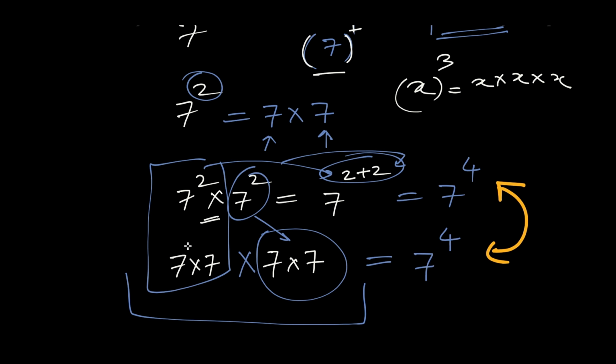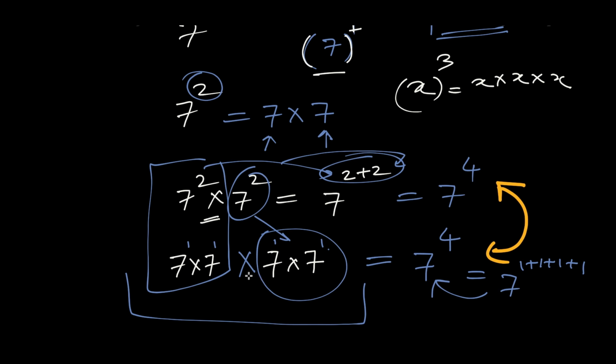What is the power of this 7? If we don't write anything, then the power is going to be 1. Here also 1, here also 1, here also 1. So if you add all these powers, it is going to be 7 to the power 1 plus 1 plus 1 plus 1. All these powers are getting added. So 1 plus 1 2 3 4. So it is going to be 7 to the power 4. That's how we can solve multiplication of two numbers.